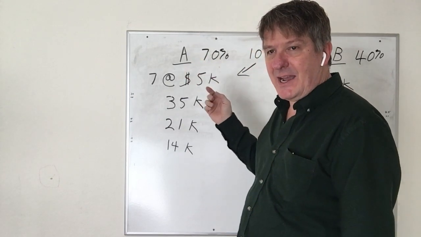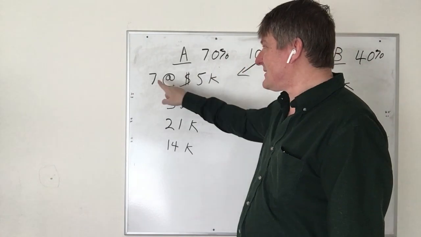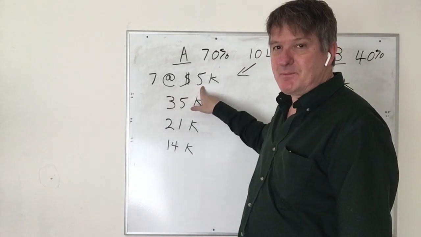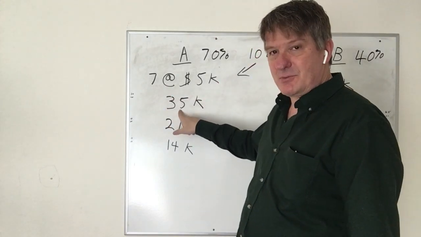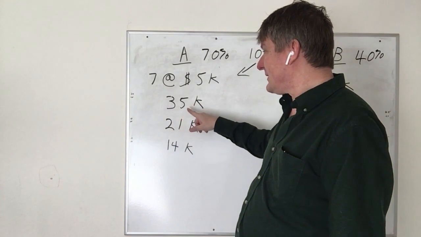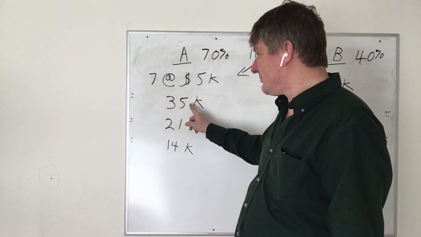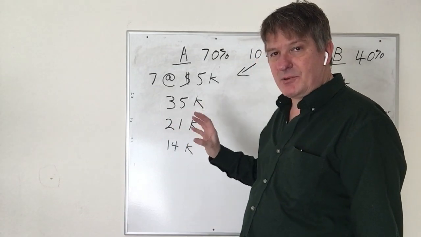scenario A is a guy who is closing 70% of his 10 leads. He closed 7. He closed them for 5K. So 7 leads at 5K, that's $35,000 worth of sales off of 10 leads, so $3,500 per lead.